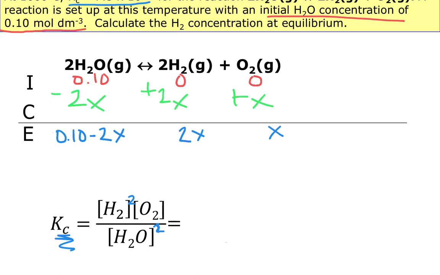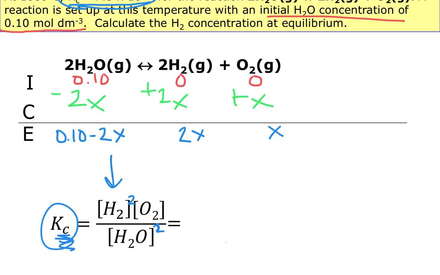And then what we did last time is plug in these concentrations as versions of x into the right side of the Kc expression, and plugged in the given value for Kc into the left side. And then we solve for x. So far it's the same as last time.